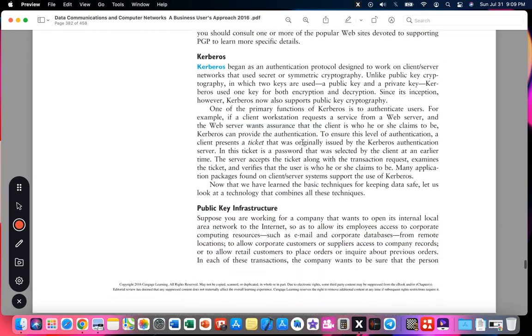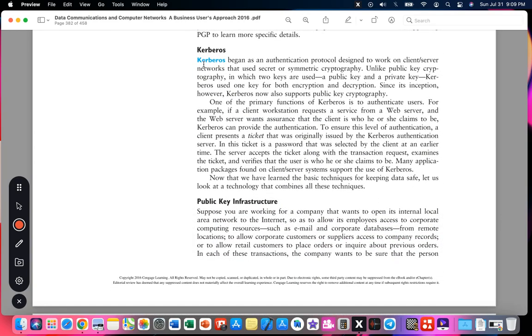All right. Kerberos. Kerberos began as an authentication protocol designed to work on client-server networks that use secret or symmetric cryptography. Unlike public key encryption, in which two keys are used, a public key and a private key, Kerberos used only one key for both encryption and decryption since its inception. However, Kerberos now also supports public key cryptography.